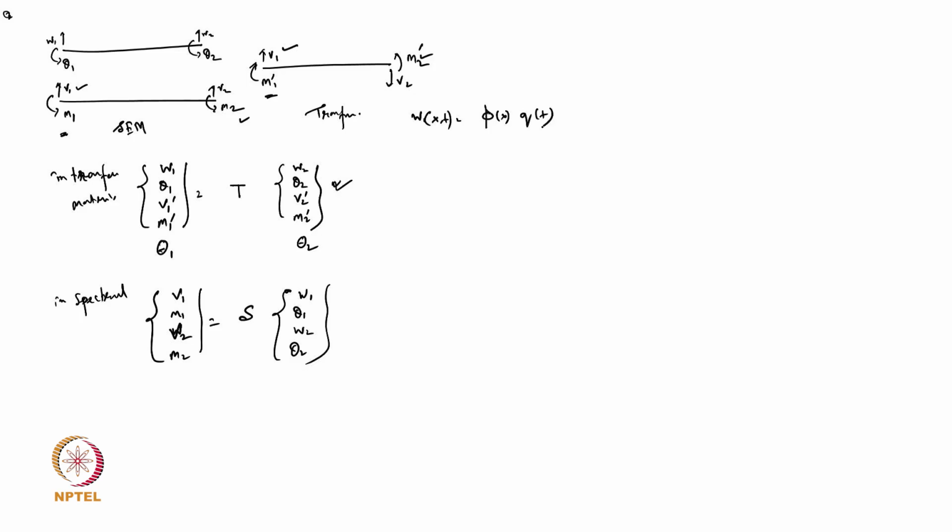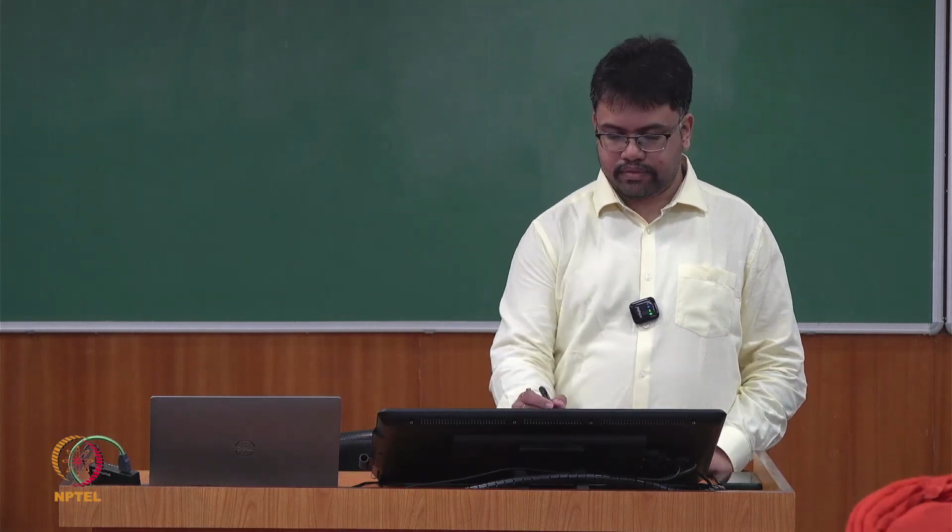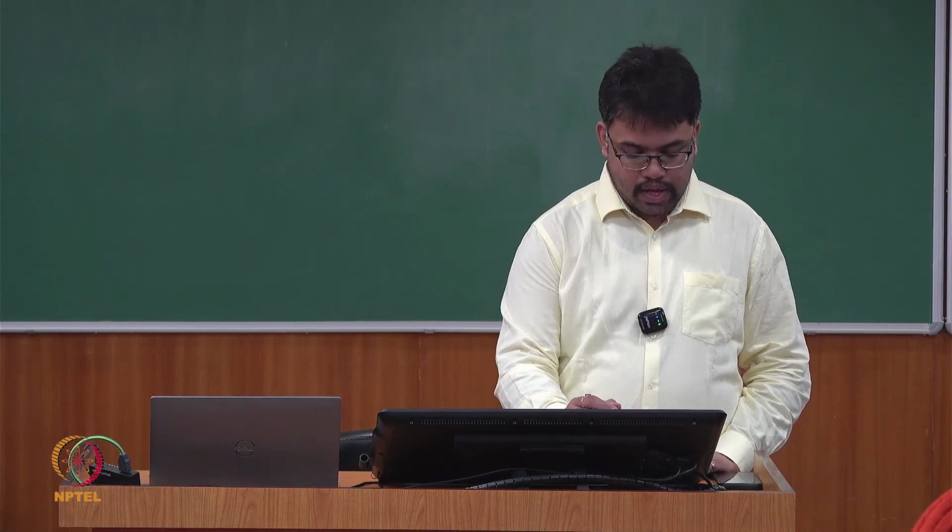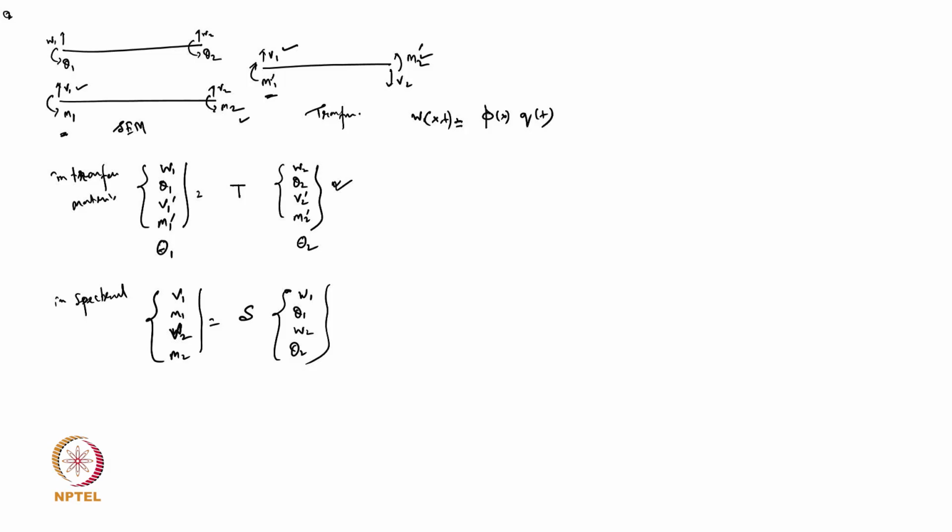We can forget the q of t, because q of t will be automatically handled. That's why I put a dash here. That dash will represent the transfer and without the dash represents the spectral, so that we don't need to be worried. Or if you do not want to put it differently, actually they're not different, then you can actually change the sign also.